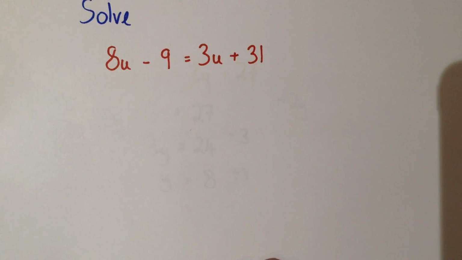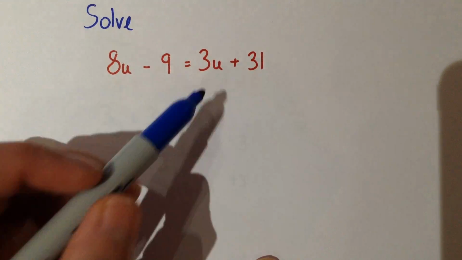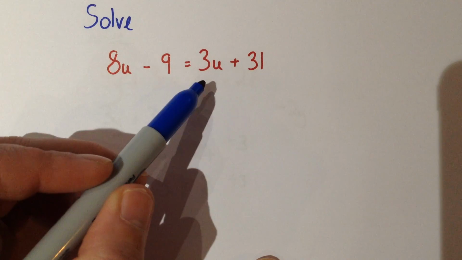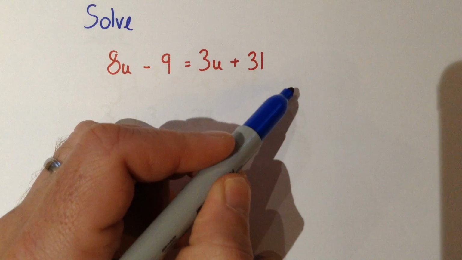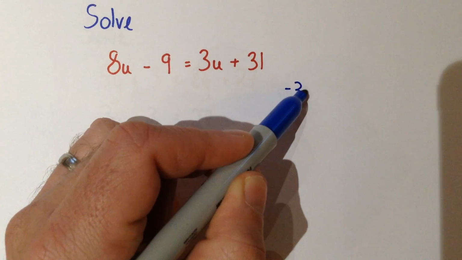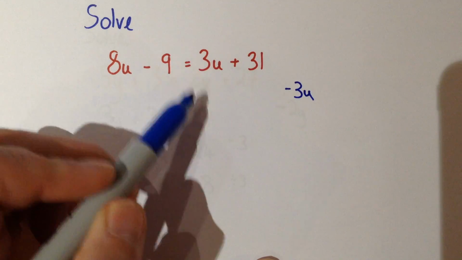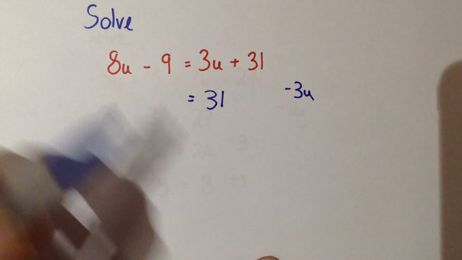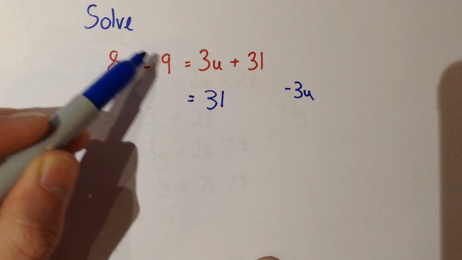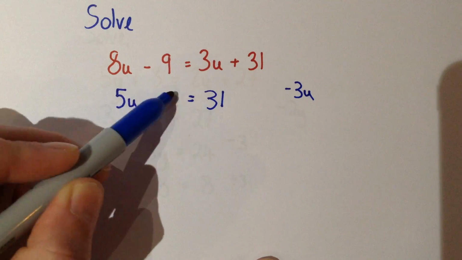Same idea for the next question. You would just be asked to solve. So to do this, we look at which side has the least number of u's. It's 3u, so that is what we are going to take away. If I take 3u off this side, it leaves me with 31. If I take 3u off this side, it gives me 5u minus 9.